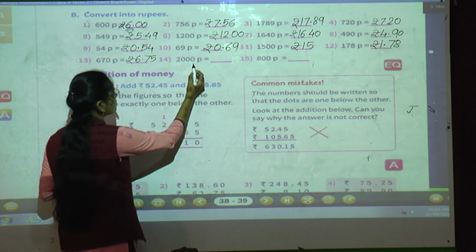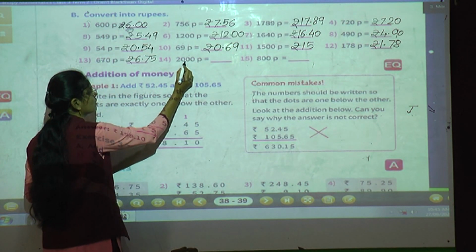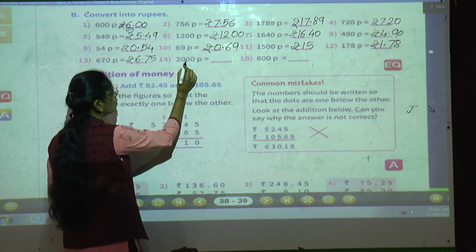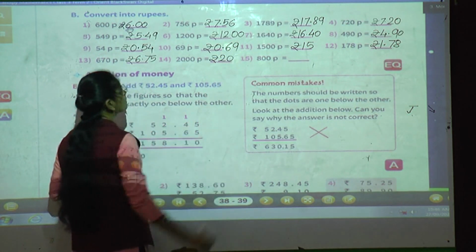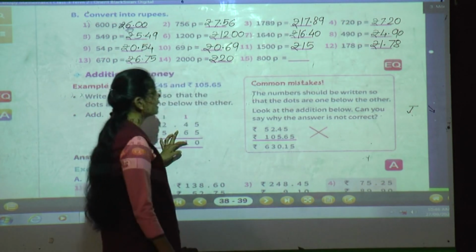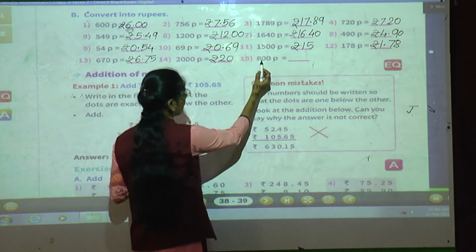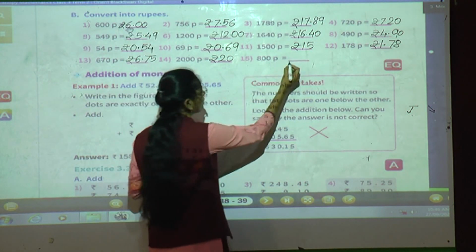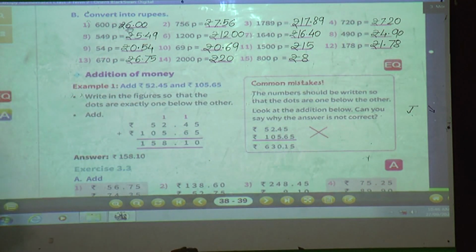14th number, 2000 paise. Now here 3 zeros are there. So from the right side, before the second digit, here before this 0 we have to give a dot. So rupees 20 means 2000 paise. And the last one, 800 paise. Now 800 paise, before the second digit, here 2 zeros are there. Before the second digit means before the 0 we have to give a dot. So rupees 8 is equal to 800 paise.